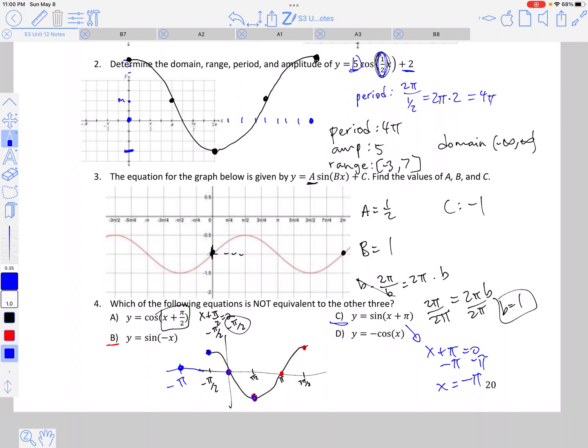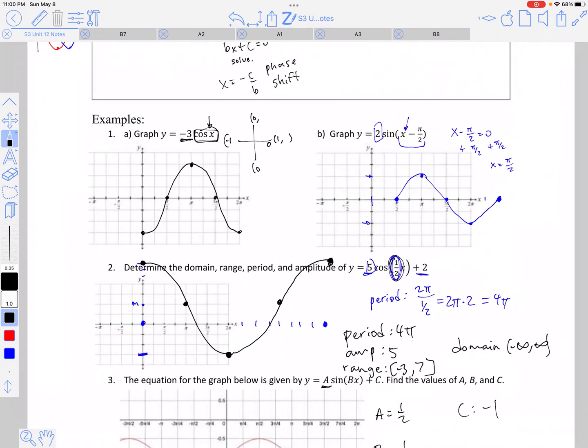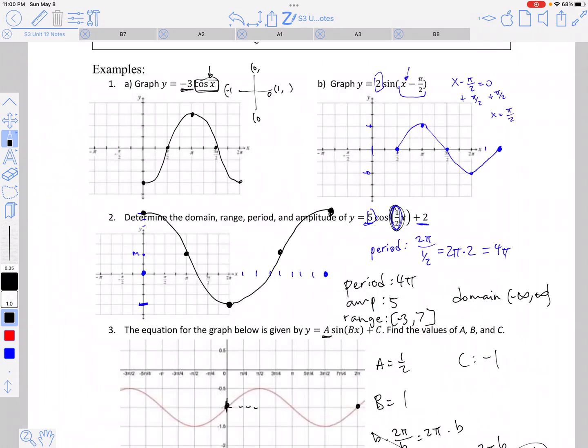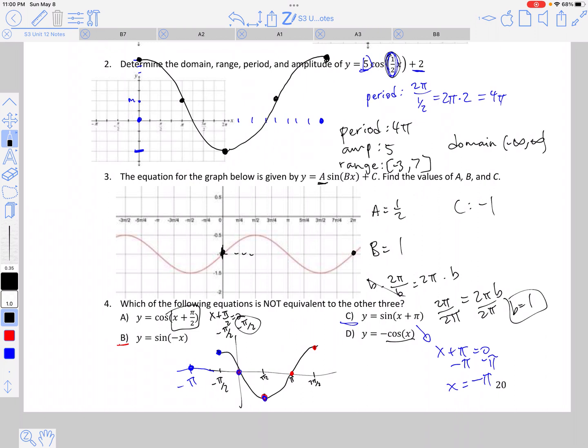Okay, so negative cosine is going to take normal cosine, which starts at 1. So remember, normal cosine, the graph is this red guy up here. So it'll be 1, 0, negative 1. But we're flipping it, we're making it negative. So it'll be negative 1, 0, positive 1. So we can see that that's not quite the same thing, right? So D is not the same as the others.